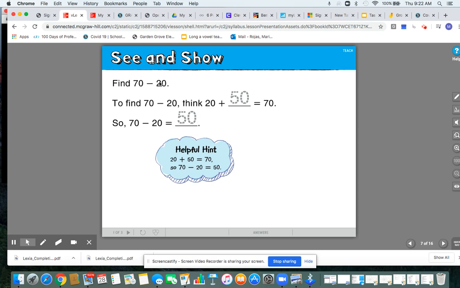So when you see this problem, you can automatically think in your head, what number plus what number will give me 70? And this way you can visually see that you're using addition to help you solve this subtraction problem. So here, 70 minus 20 will give you 50. Okay, let's go to our next one.